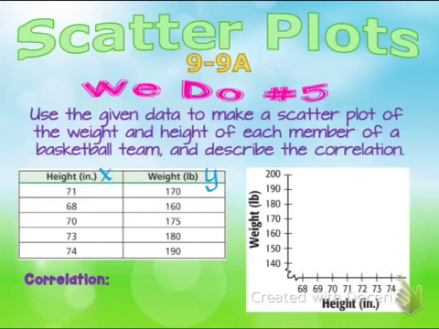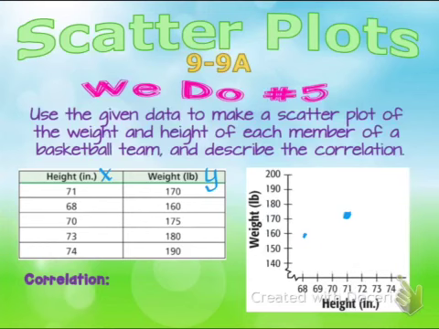So we've got a basketball player for this first one who has a height of 71 inches. So we're going to find 71 inches on our x-axis, and his weight is 170 pounds. So we need to figure out where those 2 points meet, and that is for our first basketball player. So it's just like you're plotting on a coordinate plane. Okay, next I'm going to go to 68, 160. So I'm going over to 68 and up to 160. I'm going to put another dot there.